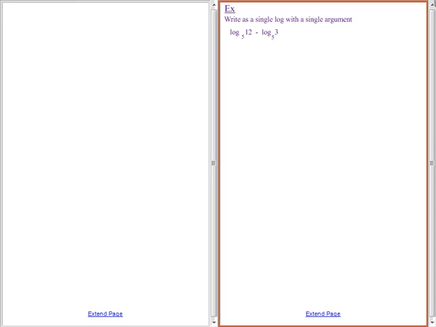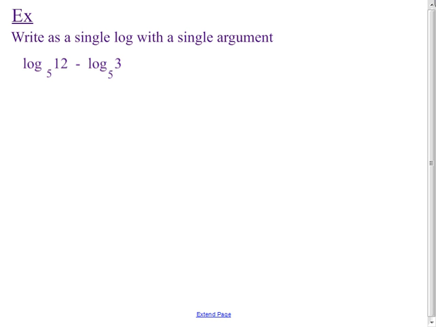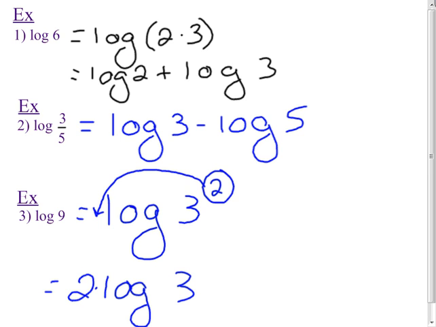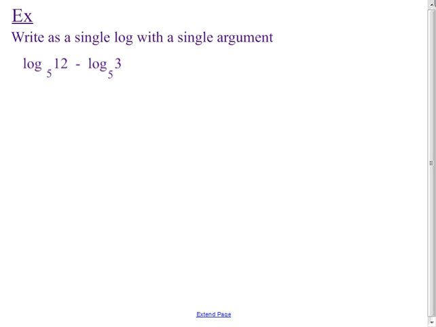So now we're going to actually use this to break down some pieces of information if you know specifics about logs. Here, I want to condense this down and write it as a single log with a single argument. So now I'm going to go vice versa so that you can see how this works. In the last ones, we broke them into 2 individual logs. In this case, we're going to take those 2 logs and bring them together. Here, I do have a base of 5. They have to have the same base in order to condense them.